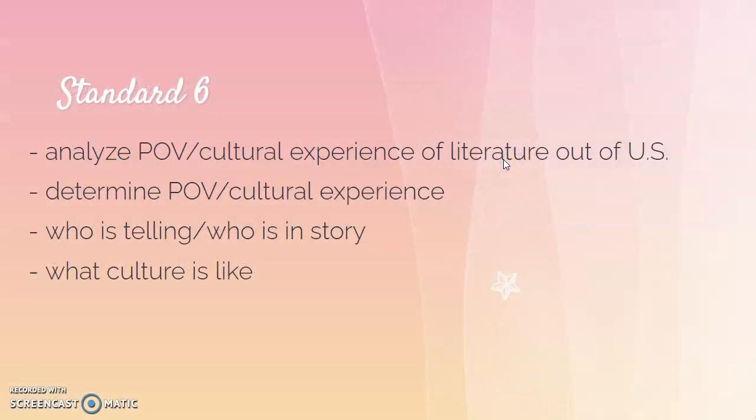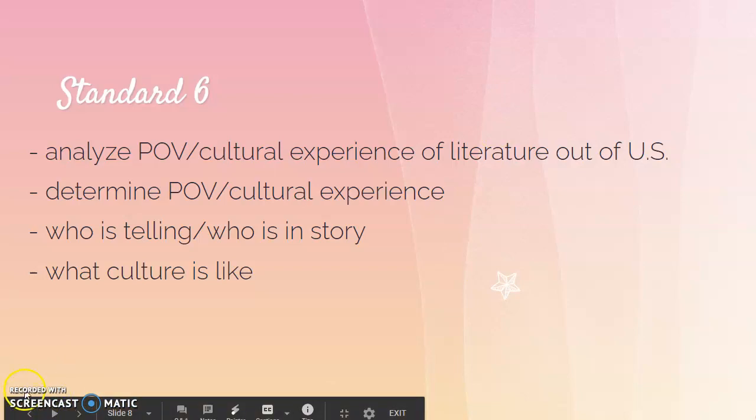For Standard 6, you need to be able to analyze the point of view or cultural experience of literature outside the United States, then determine the point of view or the cultural experience, and know who is telling the story and who is in the story, and be able to say what the culture is like.